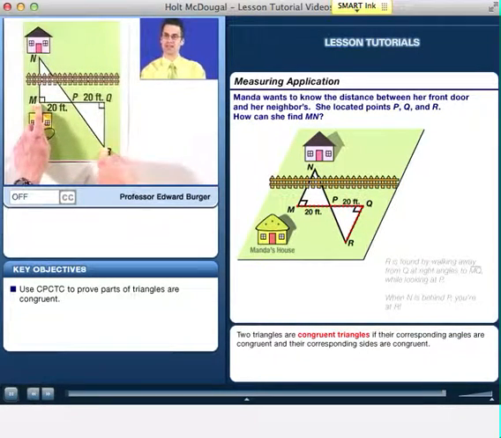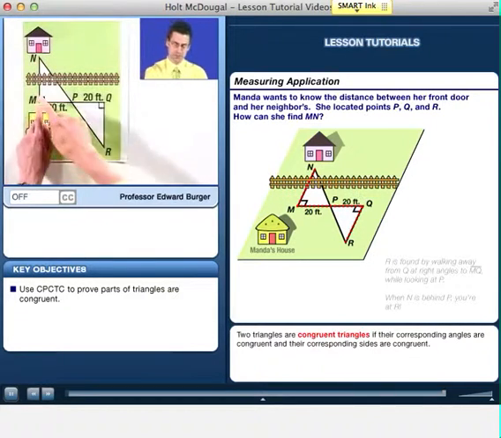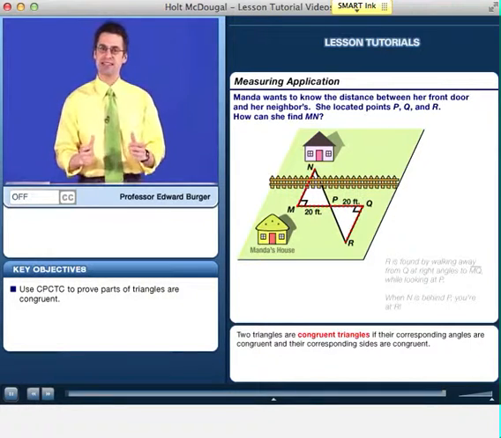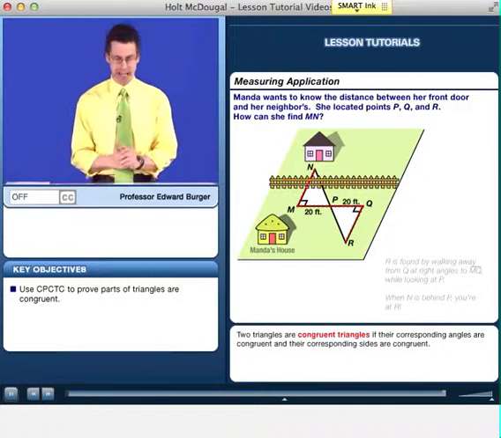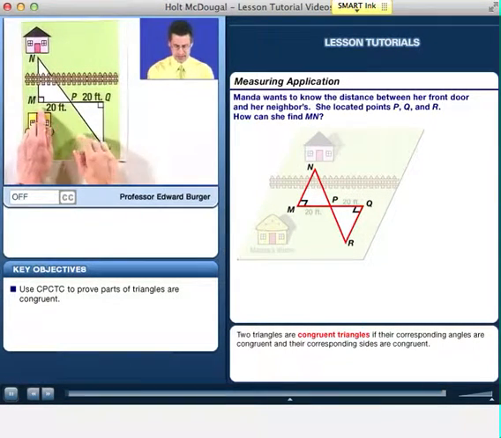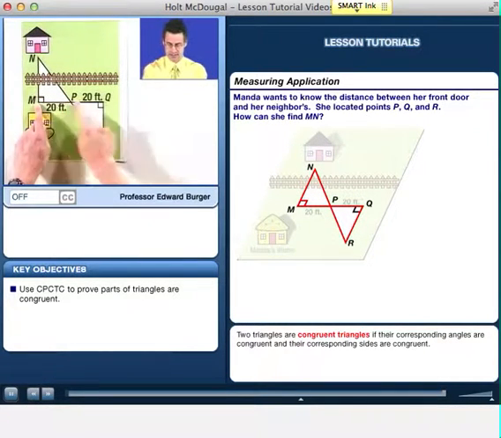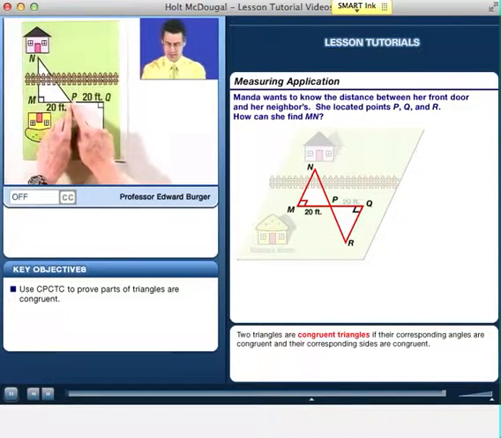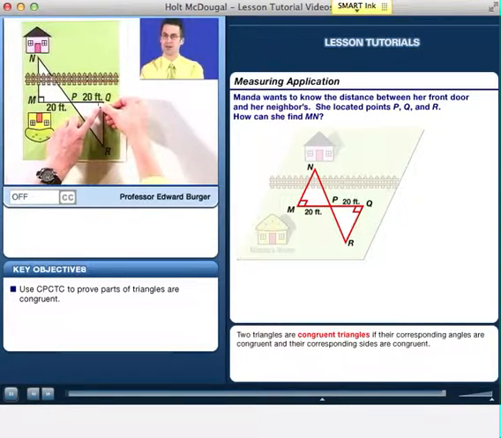Now the question is, can Manda find the length of this segment, MN, without ever jumping over this really, really tall fence, which we know to be impossible? The really cool answer is yes, and geometry holds the key to unlock this challenge. Because look, check it out. What I see here is that this is a perfect right angle by how she constructed this side. So that is a 90-degree angle. This is 20 feet. This is 20 feet. And this, by the way she constructed this side, forms a 90-degree angle.